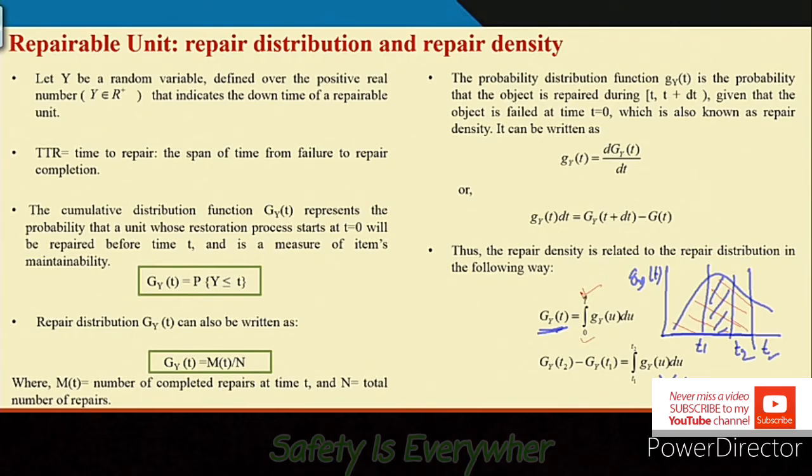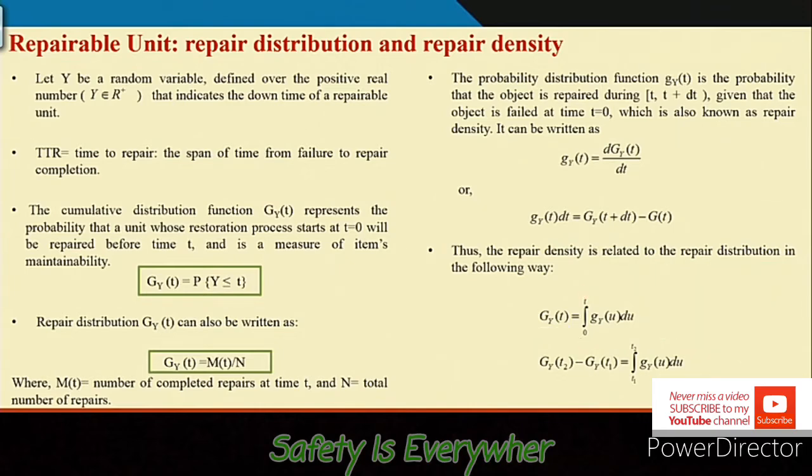So they are the same, the only difference is that one is talking about time to failure, and another one today is talking about time to repair. Okay, I hope that you got it. So what did you learn now? Repair distribution, repair density function and their relation, and we are considering only the repair process with certain assumptions already given to you.